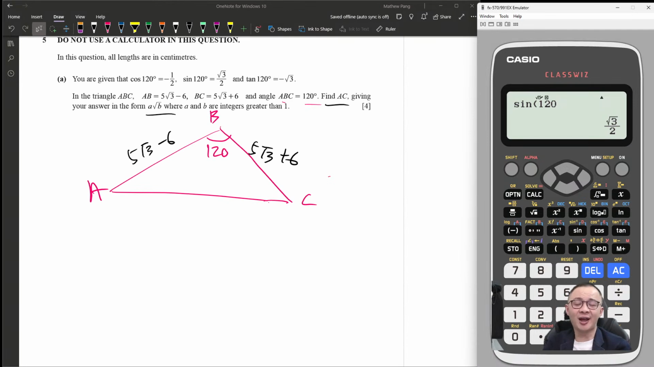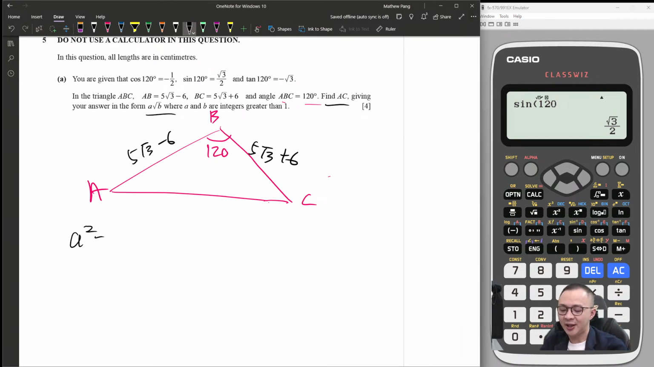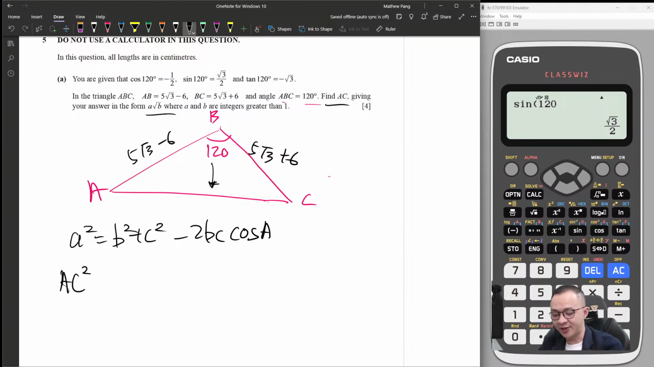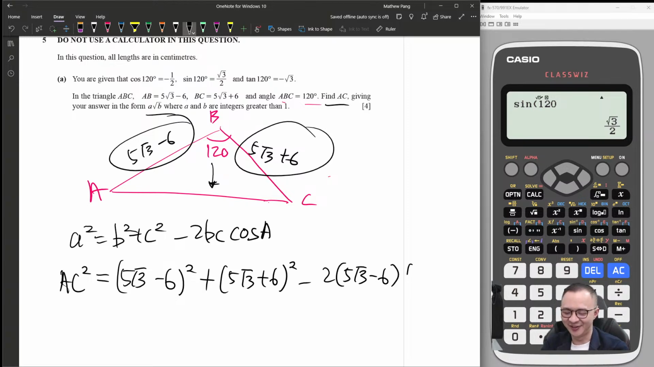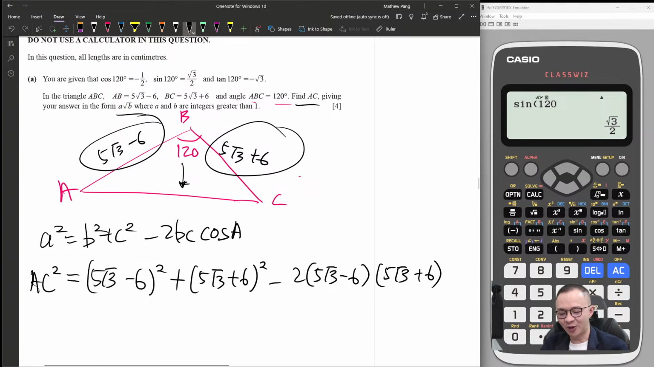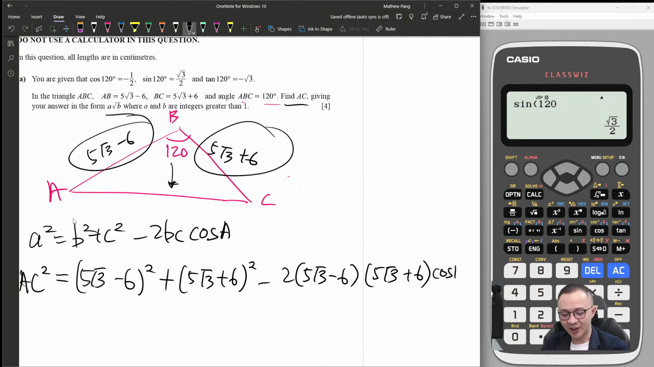2 sides and 1 angle in between is the cosine rule. a squared equals b squared plus c squared minus 2bc cos A. My a will be the opposite length I want to find, which is AC. So AC squared. b and c will be these 2 sides. (5√3 minus 6) squared plus (5√3 plus 6) squared minus 2. Yeah, a lot of surds you can do here. Crazy. And then the whole thing will be cos 120.